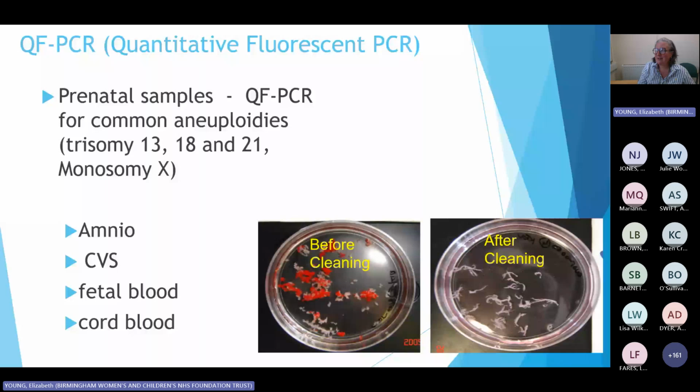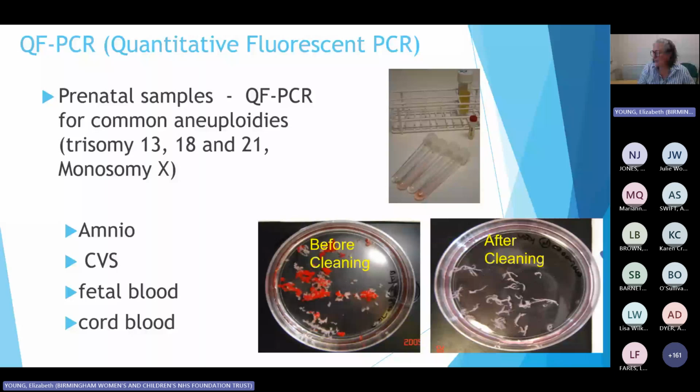So what is QF PCR? It's simply quantitative fluorescent PCR, and PCR is polymerase chain reaction. It can be used in lots of different techniques, but where I use it in my job in the prenatal and reproductive medicine service is using it to look at prenatal samples such as amnios, CVSs, fetal blood or cord blood to look for common aneuploidies, i.e. trisomy 13, 18, 21 and monosomy X.